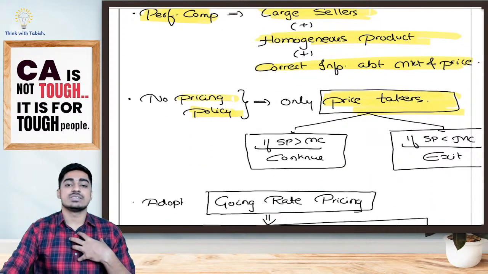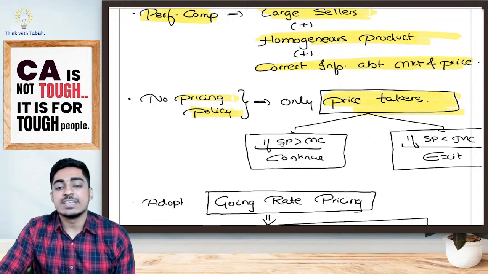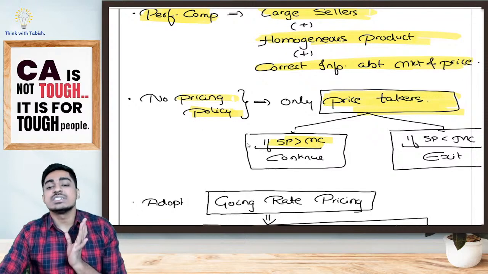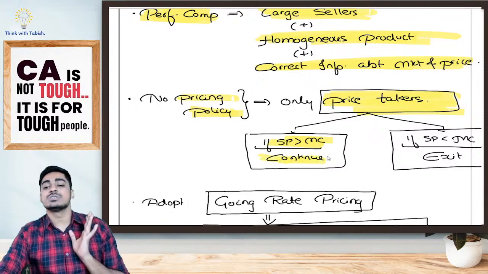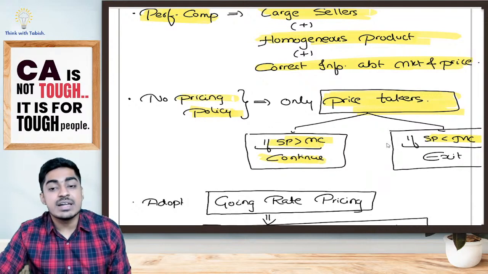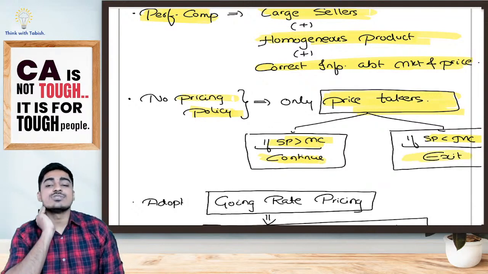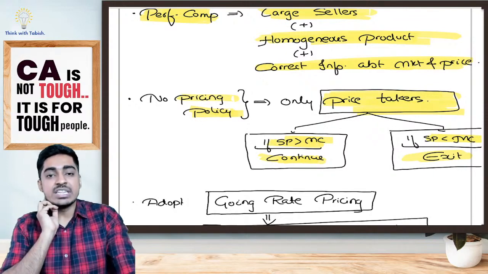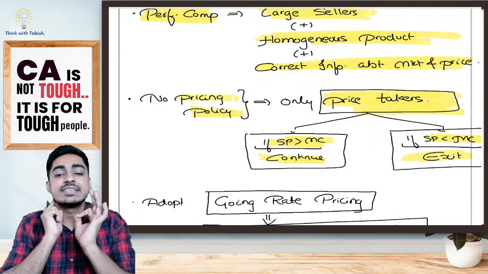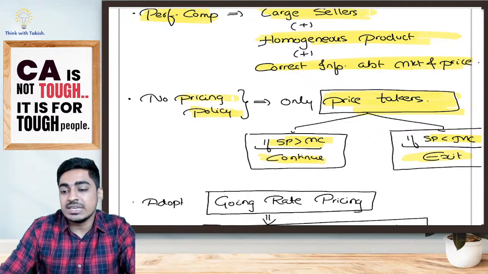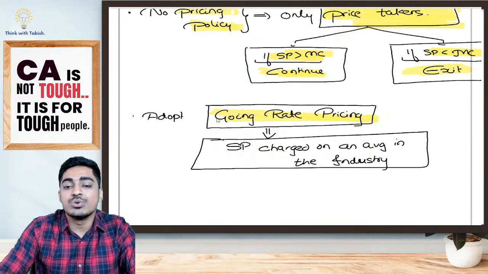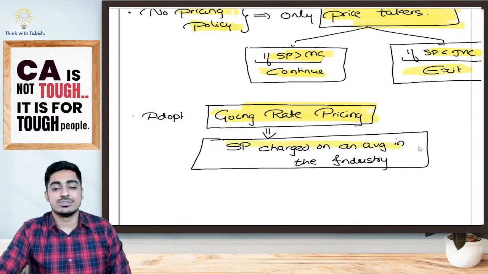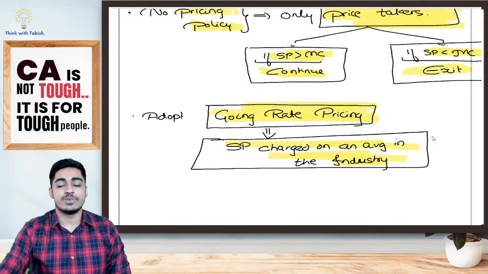We accept the price. What decision do we take? If the selling price is more than the marginal cost, suppose the selling price is 100 and our marginal cost is 80 rupees, we will keep selling the goods. But if the selling price comes to less than the marginal cost, we will exit the market. We'll say this is not feasible. That is the only decision we can take: whether to be in the market or not. We cannot set the selling price. So what we will adopt is going rate pricing. What is going rate pricing? It is the average selling price which is charged in the market. This is what we'll charge in case of perfect competition.